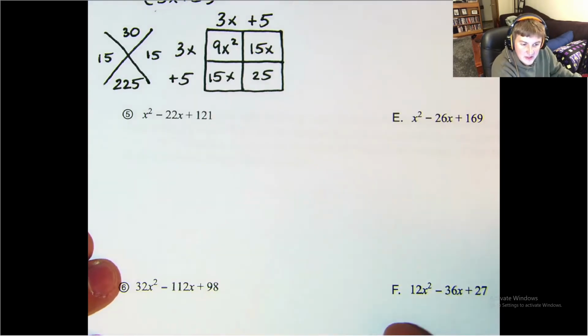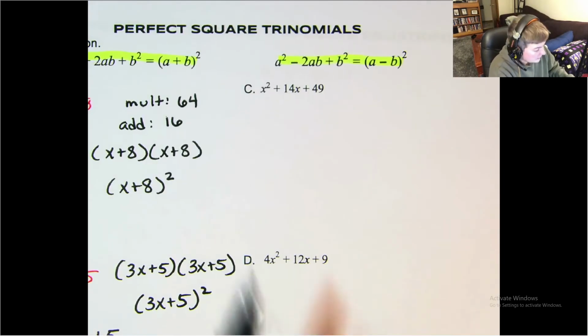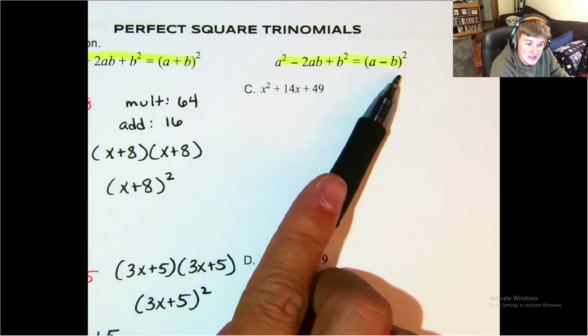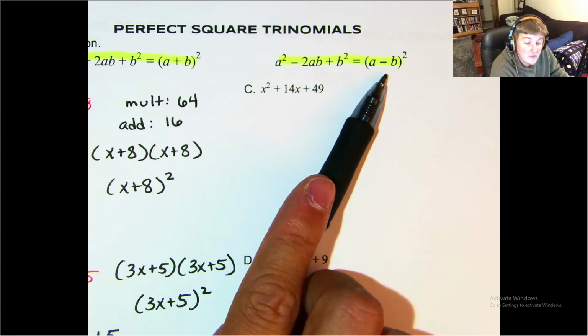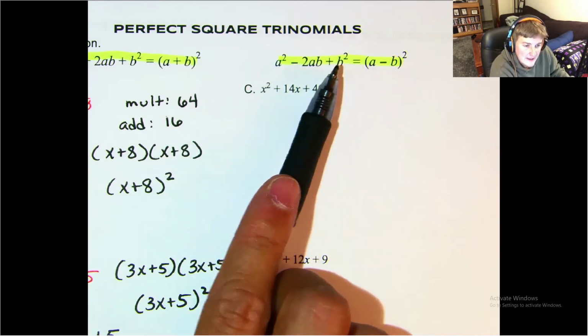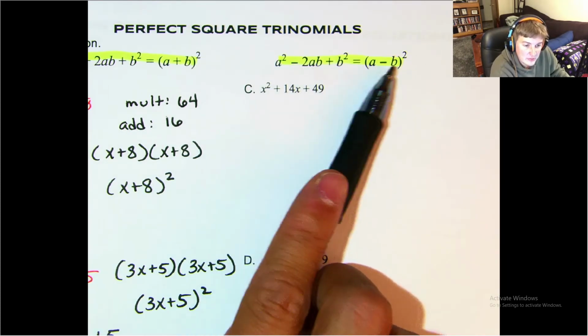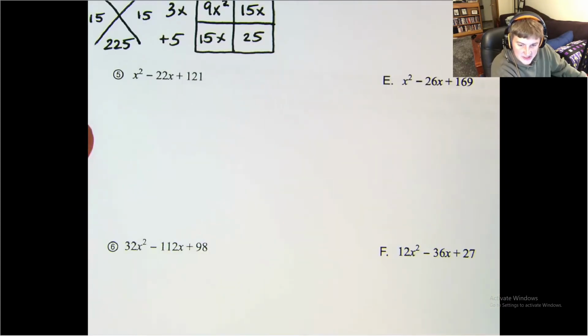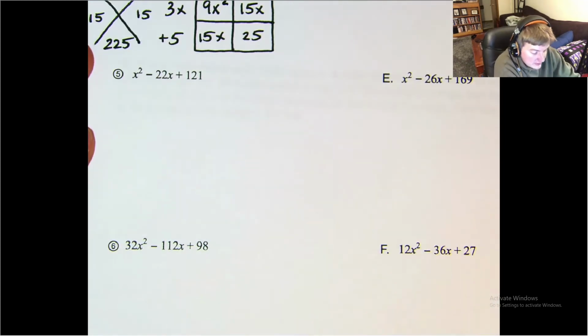Okay, let's move on to 5. 5 is the same thing, but the only difference is that the middle term is negative, meaning that instead of a plus b, it's going to be a minus b. And this works out if you think about it, because a negative number times a negative number would end up in a positive b squared. So let's go ahead and check and see if it follows the pattern.